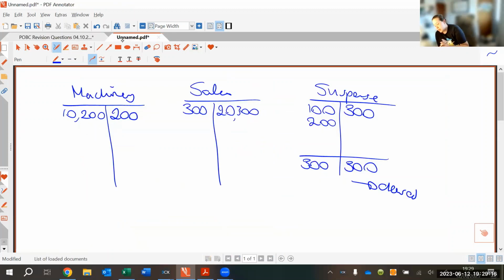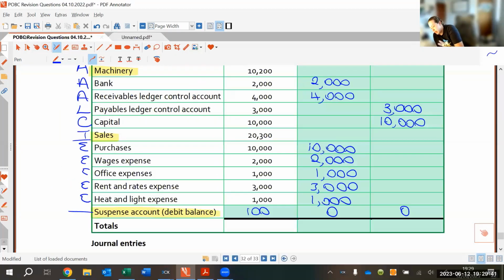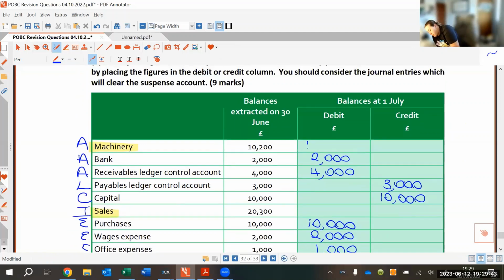You can see we've got some answers in the chat, which is great. So our machinery, we've got 10,200 on the debit, 200 on the credit. So we've got a £10,000 difference. So I've carried down. But then our brought down to go on the trial balance will be on the debit side. So it's still on the debit side like we had. It's just that it's come down by £200. So the amount is different from what we had on the initial balance.